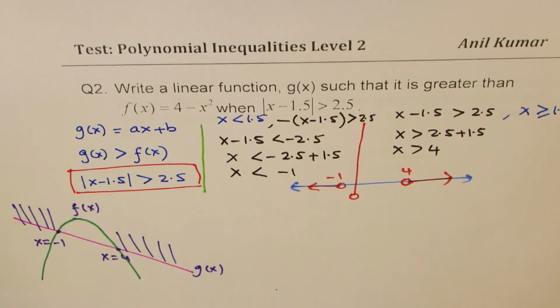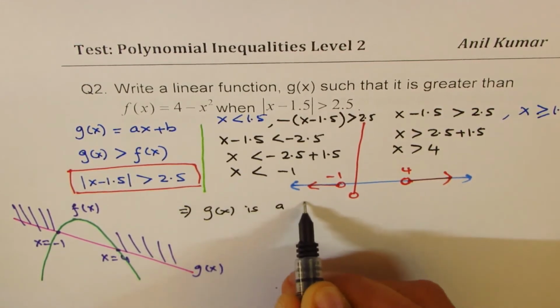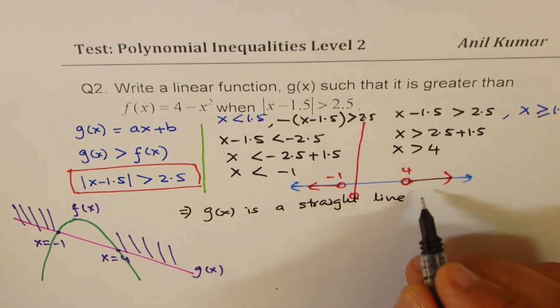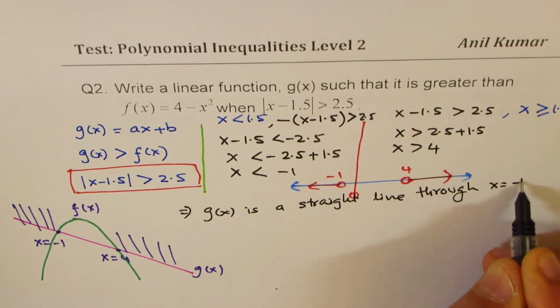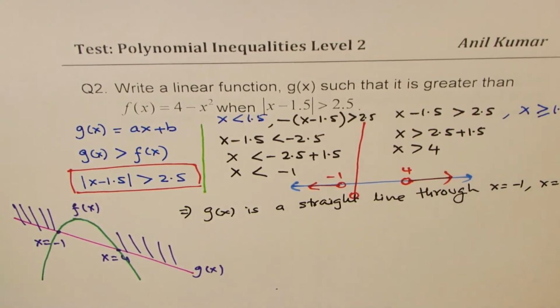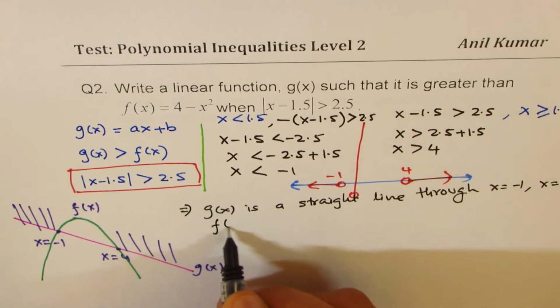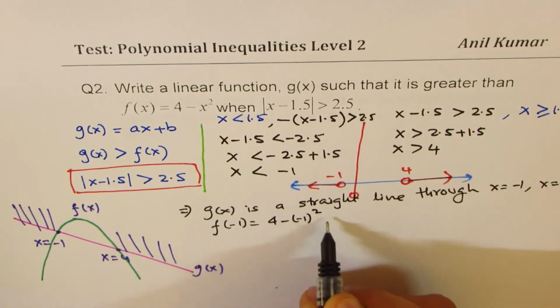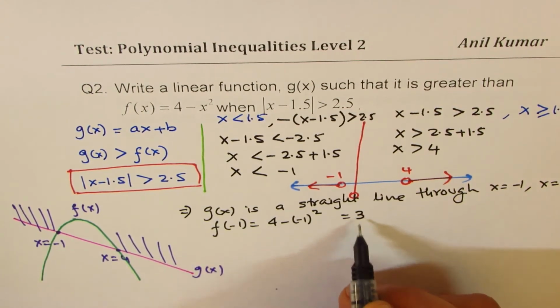So basically we are saying that g of x is a straight line. This implies that g of x is a straight line through x equals minus 1 and x equals 4. Perfect. And those points of intersection are on the curve. So let's find these points. So f of minus 1 is what? You get 4 minus 1 squared, which is 4 minus 1, which is 3.